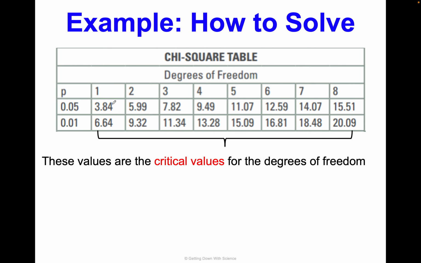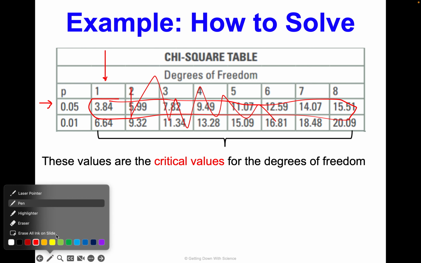These numbers down here, these are your critical values, right? It's a lot of random numbers, but you are concerned mostly with this row and the column in which your degrees of freedom resides. In this case, we're looking at this here. The rest of it can be ignored, okay? So those are our critical values for each degree of freedom.